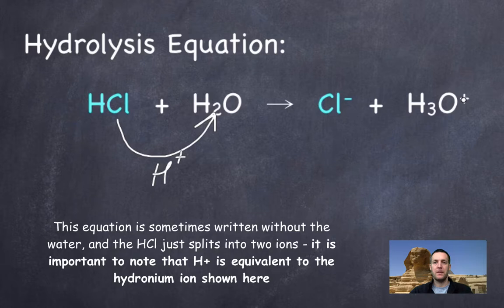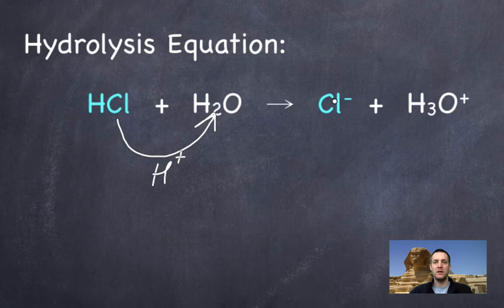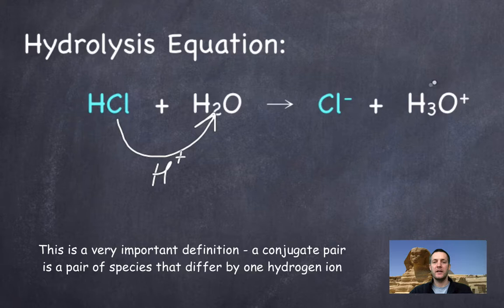Now, what we can see in this equation is that the blue things are related to one another. In fact, they only differ by one H+ ion, and that's what makes them a conjugate pair. Similarly, the things in white here, the water molecule and the H3O+ ion, or the hydronium ion, are two substances that only differ by one H+, and so they're a conjugate pair.